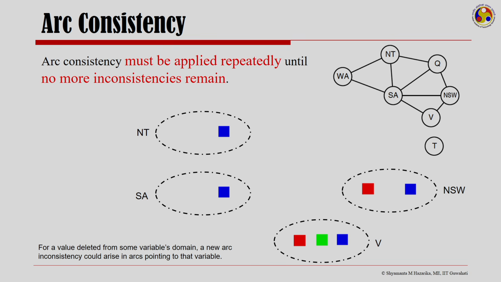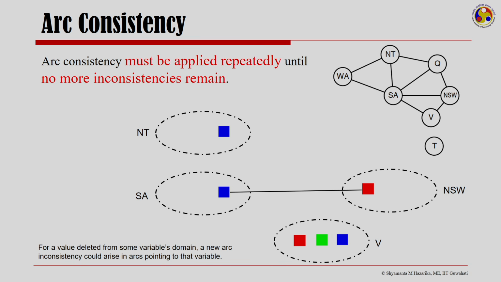Let us assume the current domains that we have for the different variables NT, SA, V and NSW as shown. So, as you can see, there is consistency from SA to NSW, because for a value from SA I can pick up a value from NSW, but the other way it is not correct. So, I can delete the blue value, and then what I will have is a consistent arc between NSW and SA.